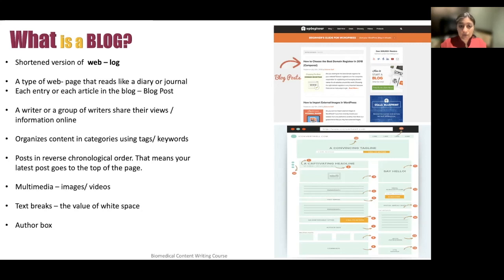It has images and videos pertaining to the topic. It also has paragraphs, headings, and text breaks because white space is important when you're reading something online. You need your matter to be categorized and spaced properly. And a very important thing that has come up recently is the author box. The author box gives credibility to your blog. It tells you who has written it, and it lends a certain expertise to the blog that you have written, especially in medical content writing or in medical blogging, where the source of the information is very important.